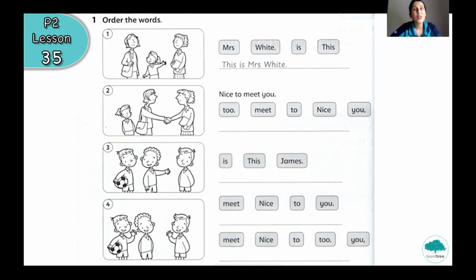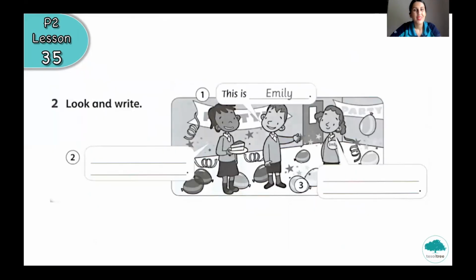So continue your homework. And what about exercise number 2? Have a look at the picture. You have a conversation again. So you have sentence number 1. This is Emily. And then you have to continue the conversation. Okay? Very good. Let's check your homework next time.